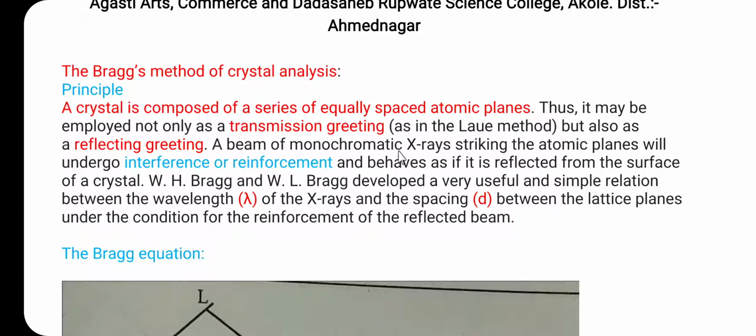A beam of monochromatic X-ray striking the atomic planes will undergo interference or reinforcement, and here W.H. Bragg and W.L. Bragg developed a very useful and simple relation between the wavelength of the X-ray and the spacing d between the lattice planes under the condition for the reinforcement of the reflected beam, and that equation is called Bragg's equation, that is n lambda is equal to 2d sin theta. First of all, we are going to derive the Bragg's equation.